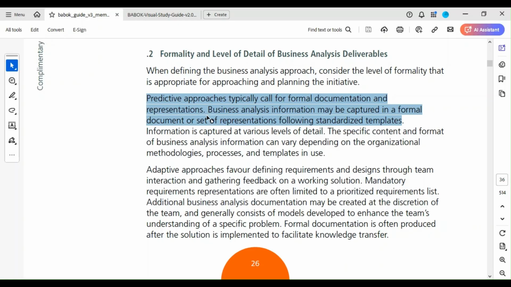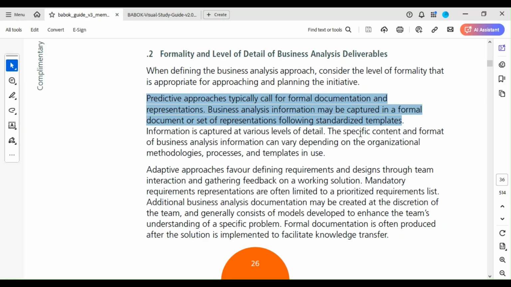You have to look at your briefing notes. You have to plan your timeline, your stuff. You have to get sign-offs. So business analysis information may be captured in a formal document or set of representations following standardized templates.